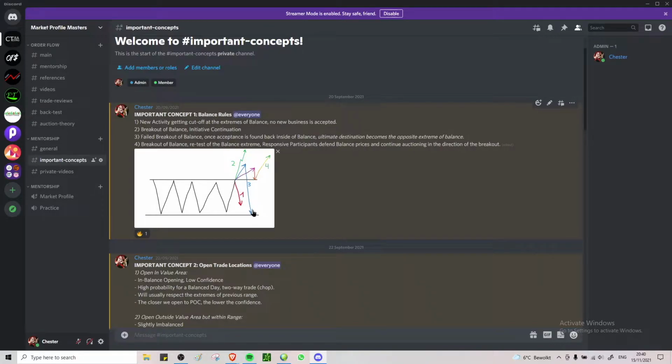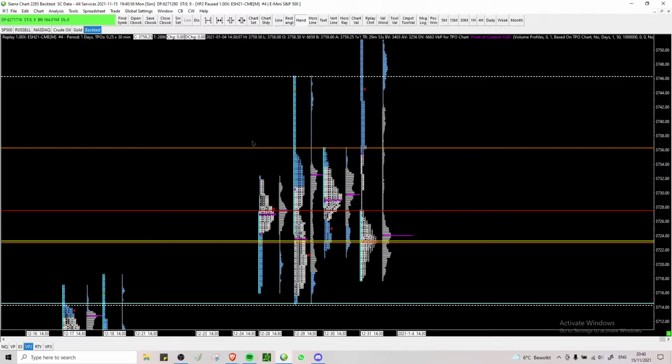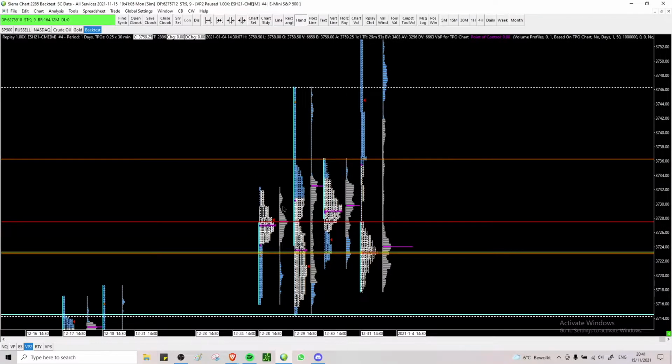We have essentially 4 scenarios, and in this case it's the third one. It's a failed breakout. Why do I say that? In this case we had 3 layers of balance. As you can see, responsive participants are cutting off activity at the extremes, so we're staying within the boundaries of balance.